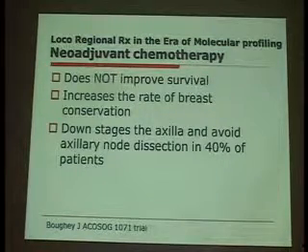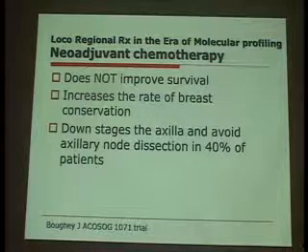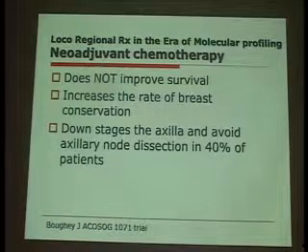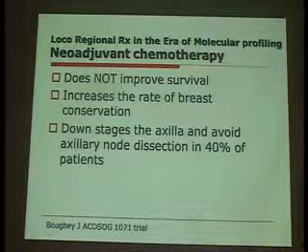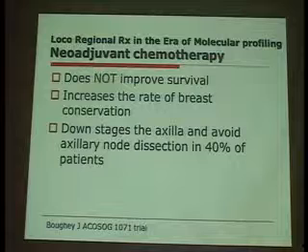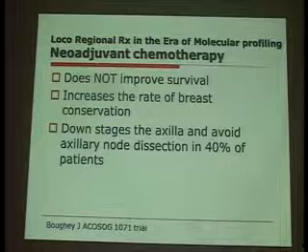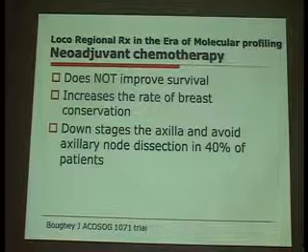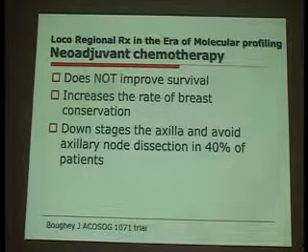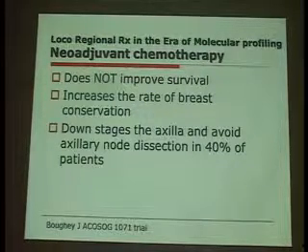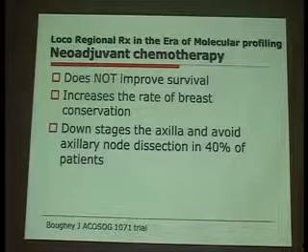palpable node or positive axilla. And based on the Z1071 trial, we know that if you use neoadjuvant chemotherapy, in 40% of the patients, you have a completely negative node. And all these patients, you do not have to subject them to an axillary node dissection. You can simply do a sentinel node biopsy on them and prove that they're node negative and do not complete the axillary node dissection. Hence, you minimize the side effect to these patients.